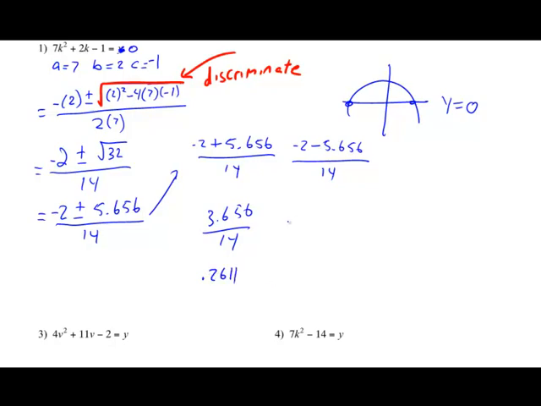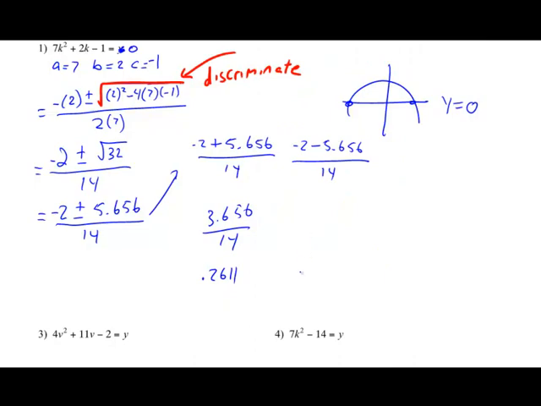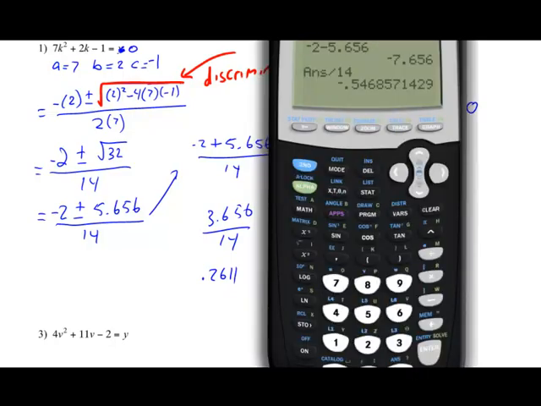And this one over here is -2 minus 5.656, which gives me -7.656. Divide that by 14, and I get -0.5468.